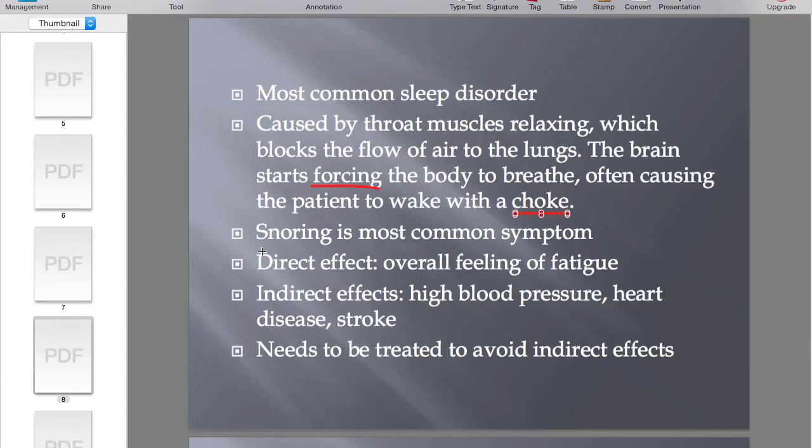Commonly, one of the symptoms people realize first is that they snore while they sleep, because there's an obstruction in the throat, so you're going to snore. A direct effect is an overall feeling of fatigue because, like I said, they wake up at night with a choke, so that really disrupts their sleep pattern. But indirect effects of not getting enough sleep include high blood pressure, heart disease, and strokes. And so that's really why it needs to be treated to avoid these indirect effects.